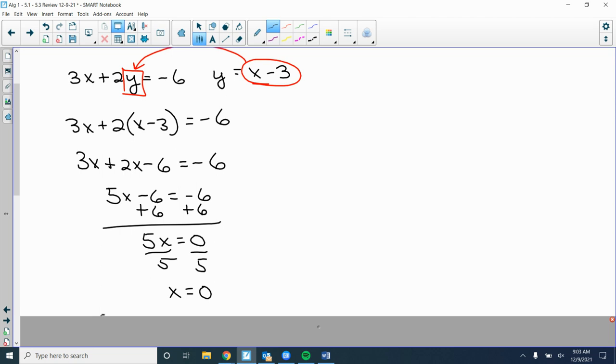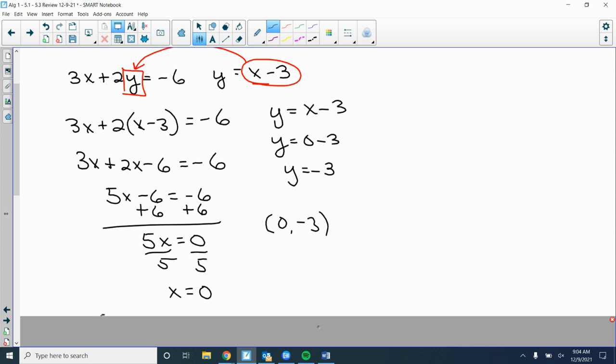Now, what's y going to equal? Am I done? Nope. We already got y by itself. y equals x minus 3. So it becomes 0 minus 3. So y equals negative 3. The answer is 0, negative 3. So it's okay to get 0 for an answer for one of your x's or y's. That'll happen.